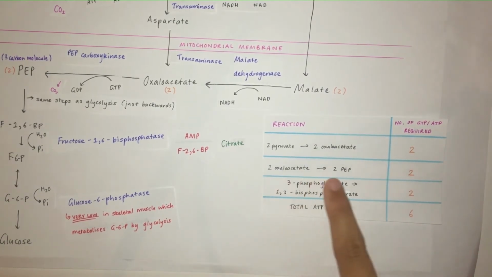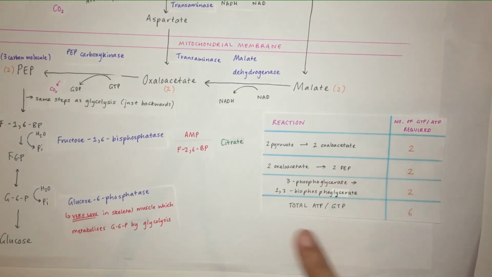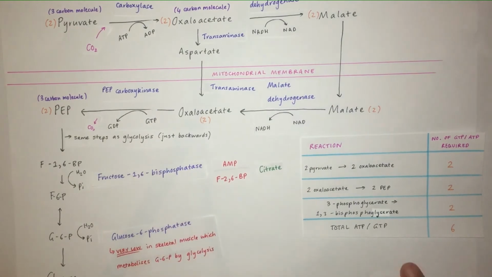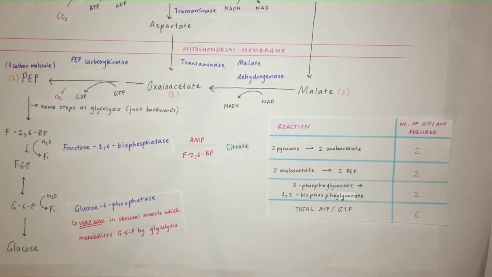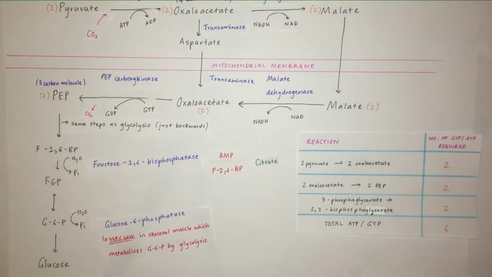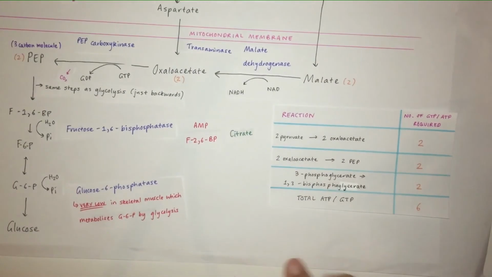And then we have 2 oxaloacetate to 2 PEP, and in this step we used a GTP, but remember there's 2 of each, so we multiply that by 2, so 2 GTP used there. And then if you look at the steps that I haven't written in here, there is an ATP that is produced from 3-phosphoglycerate to 1,3-bisphosphoglycerate, and that is just from glycolysis, so you can go check out the glycolysis video again to see how that backwards will produce an ATP, or will require an ATP.